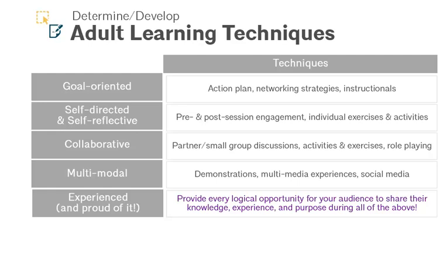Think about the characteristics in the left-hand column. Then review some of the suggested general techniques you might use to appeal to adult learners. Consider jotting down the techniques that would work for your session and brainstorming some specific ways you might execute on these general techniques.